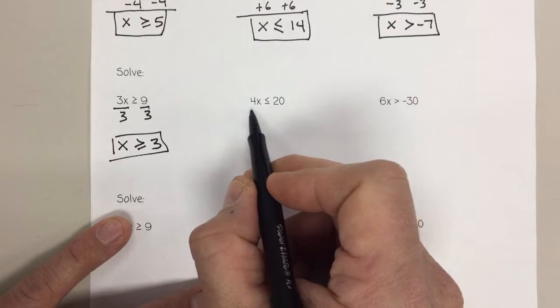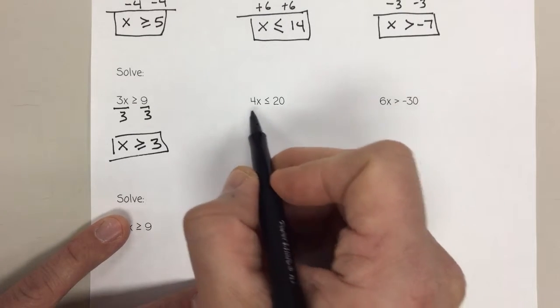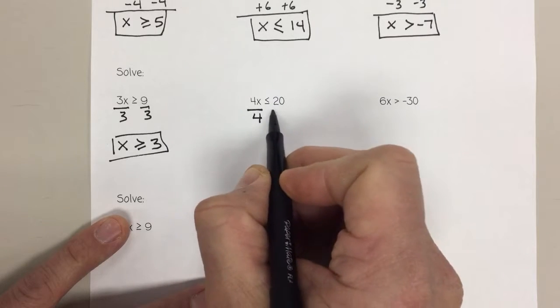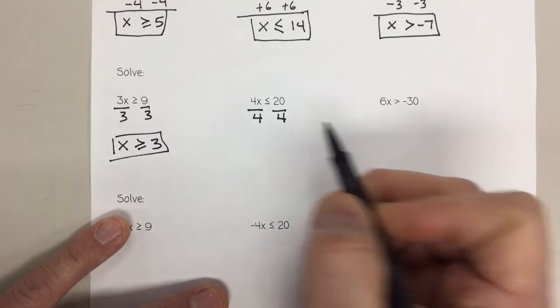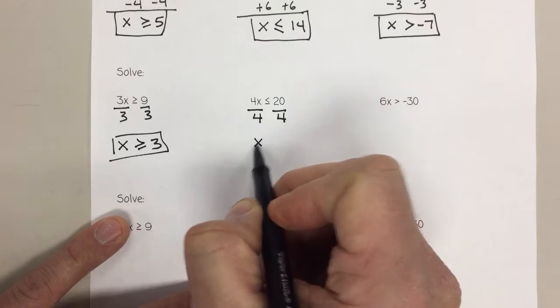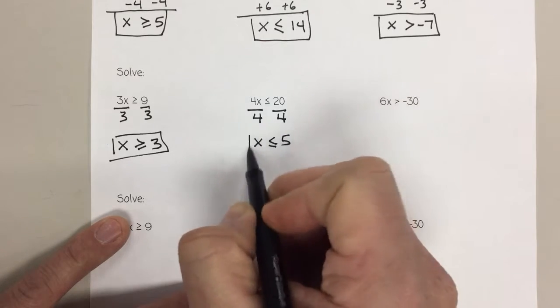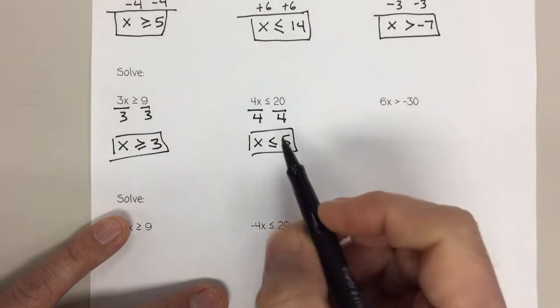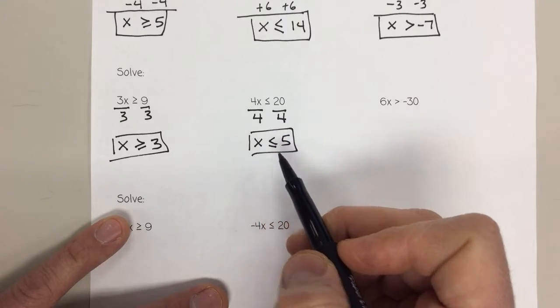For my next example, I have 4x is less than or equal to 20. To solve for x, I would divide both sides of the inequality by 4. x would be less than or equal to 5. Notice again, the symbol stayed pointing in the same direction.